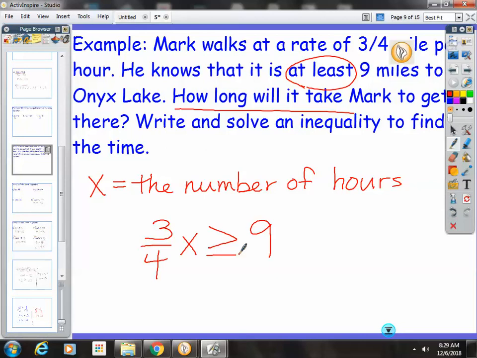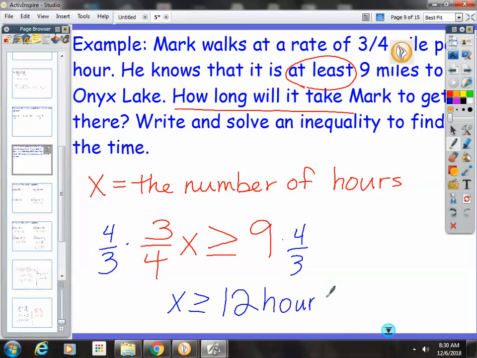So if I wanted to solve this, what would I do to both sides? Don't divide by 3/4. Multiply, yeah. Let's multiply by 4/3. Multiply by the reciprocal. So on your calculator, type in 9 times 4/3. So 9 times 4 is 36, and 36 divided by 3 is 12. Do you think that seems like a reasonable answer? Yeah. 12 what? 12 hours. It's going to take him at least 12 hours.